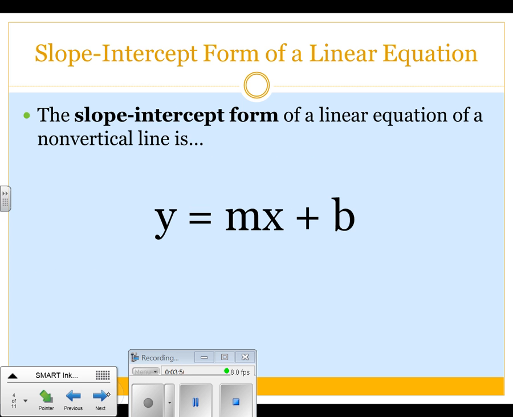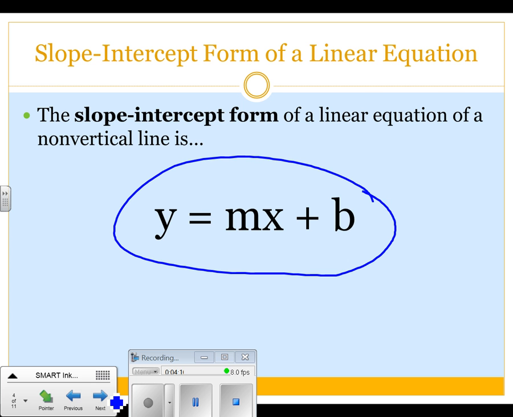When we're working with linear functions, we have a slope-intercept form that can be used. It's called y equals mx plus b, and it is of a linear equation of a non-vertical line. So this is one way to represent a linear equation, y equals mx plus b, where the m is the slope of your line and the b is your y-intercept, where that line crosses the y-axis.